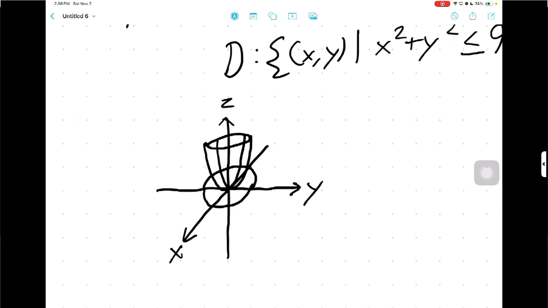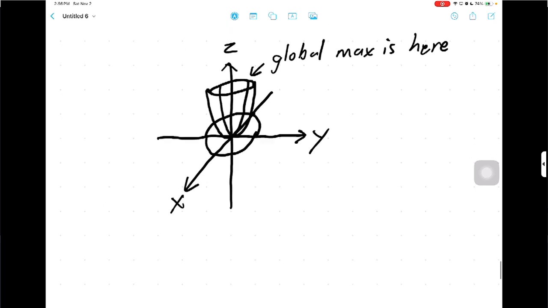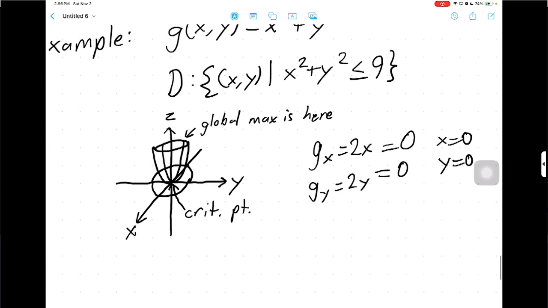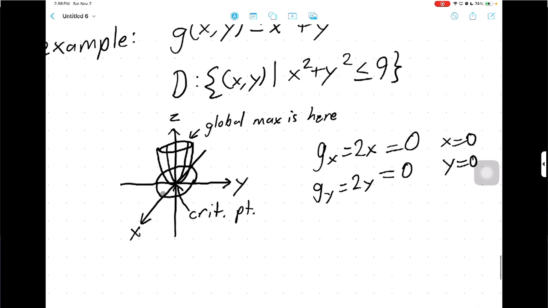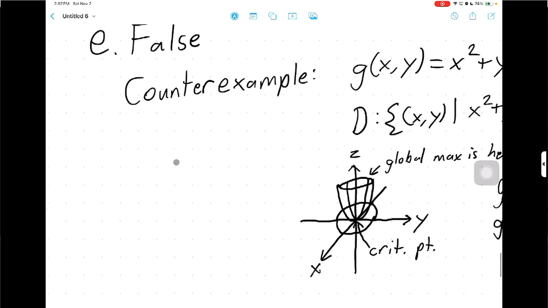This, as you can clearly see, is where the maximum, or the global maximum, is. However, if you calculate the critical points, this is where the critical point is. This is roughly at 0, 0. Here is a demonstration. g_x is equal to 2x, g_y is equal to 2y. Set them both equal to 0, x equals 0, y equals 0. So this here is roughly where your critical point is. But the global maximum is up here, which is precisely on the boundary. So this is false.